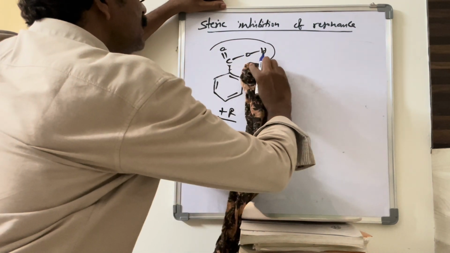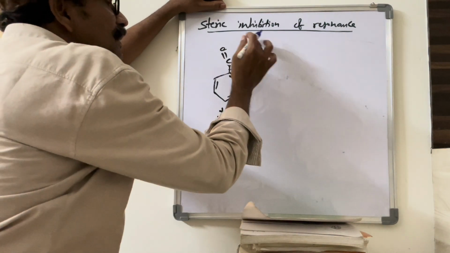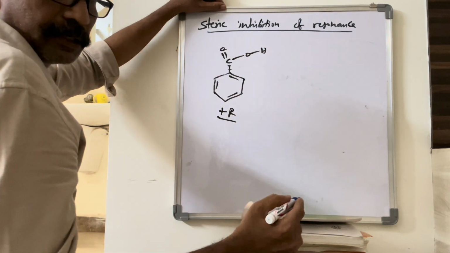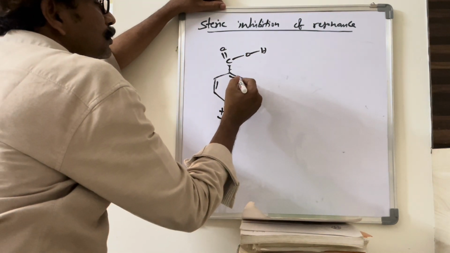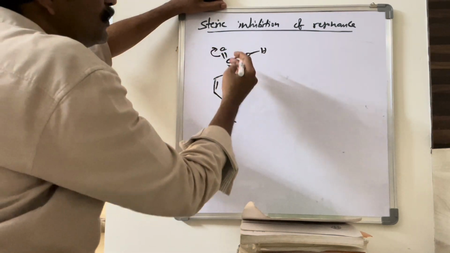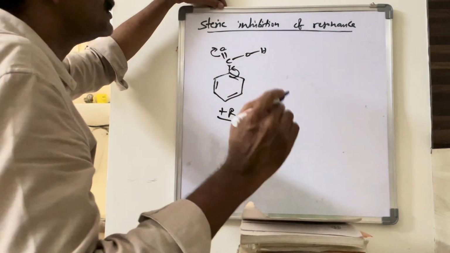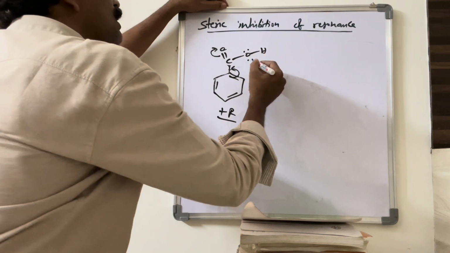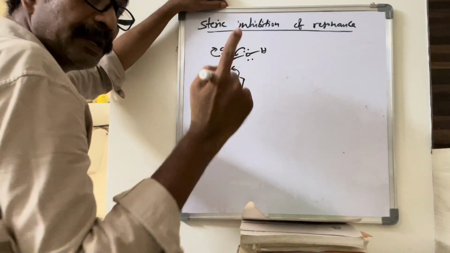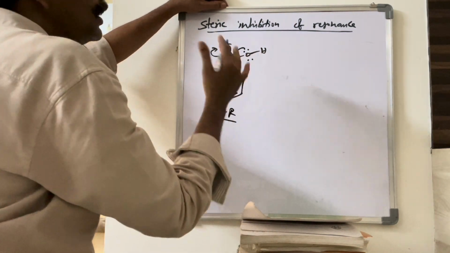That means between the benzene ring and the carbonyl group of the carboxyl group, resonance is operated. The pi-pi conjugation is operated between the benzene ring and the carbonyl group of the COOH. This pi-pi conjugation prevents the extent of the lone pair-pi bond conjugation in benzoic acid.